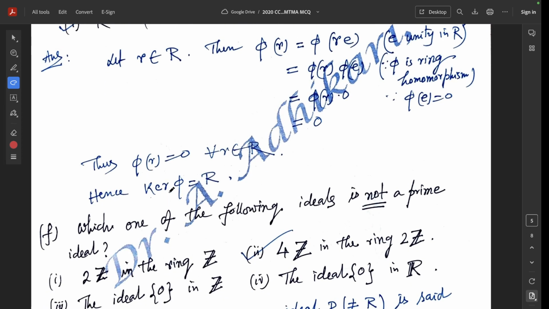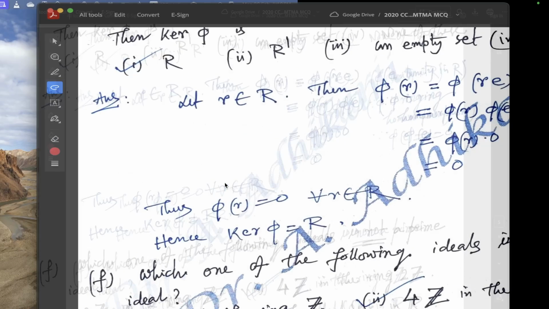Hence kernel of phi equals R. R is any element. So by the definition of kernel, kernel of phi equals R, because small r is any element of capital R. So kernel of phi equals the ring R, the set R.